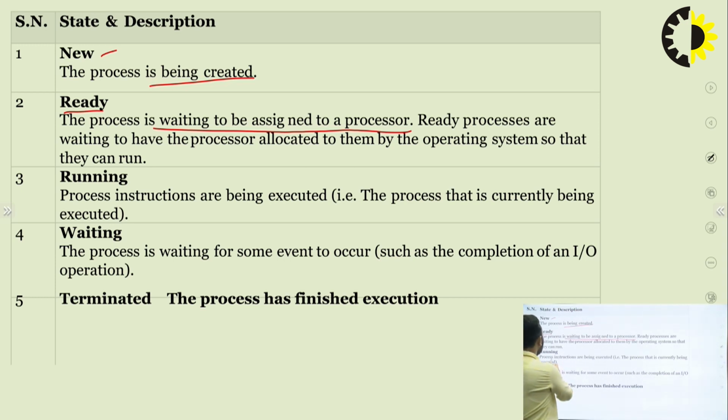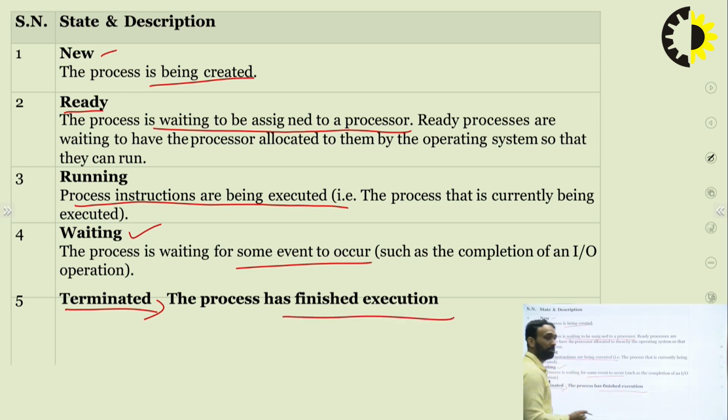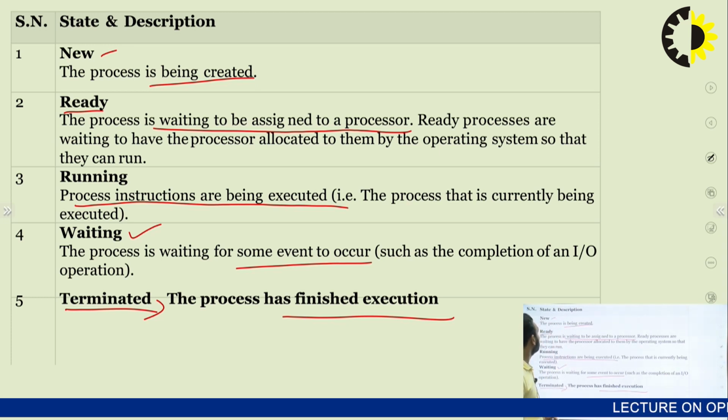What is the running state? Process instructions are being executed. During the execution, the state is known as running. And if a process is waiting for some event to occur or waiting for some resources, it is known as the waiting state. And as we all know, what is terminated? The process has finished its execution and handed over the result to the required application or to the user.